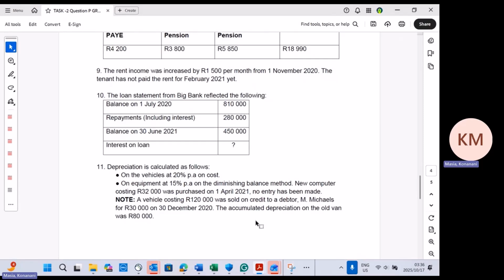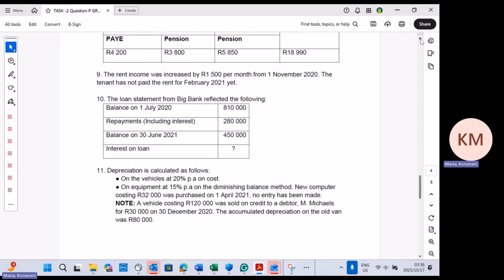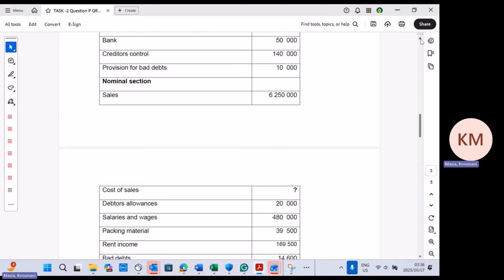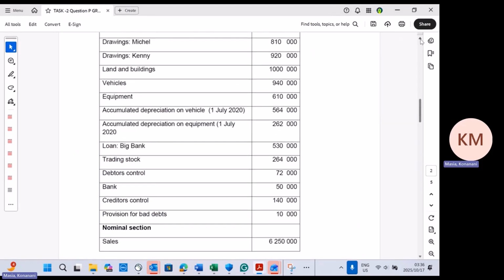But what is important here is to see how you calculate depreciation when it comes to equipment. It's the diminishing method. It means you use the carrying amount to determine it. You're going to say your cost minus accumulated depreciation, and you factor in your 15%, which is provided. But while you are on vehicle, it's on cost. It means you don't use the carrying amount, you use the cost. Now look at the vehicle, how much value is on the vehicle based on the information provided. Remember, for vehicle you are using the cost. Now if you go to the information here, you are provided 940,000 cost, and then equipment is 610.